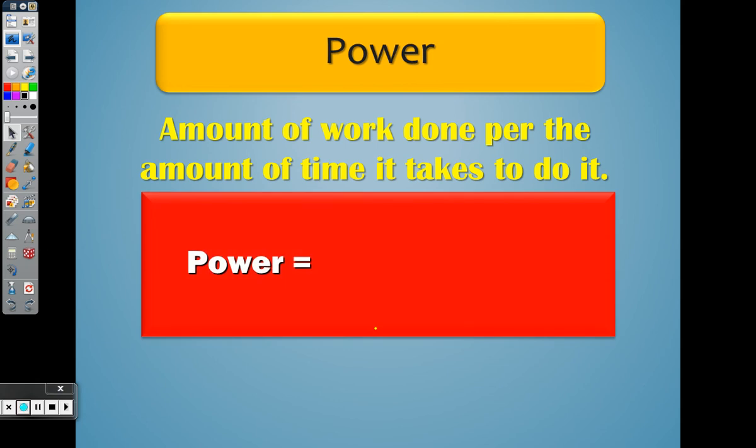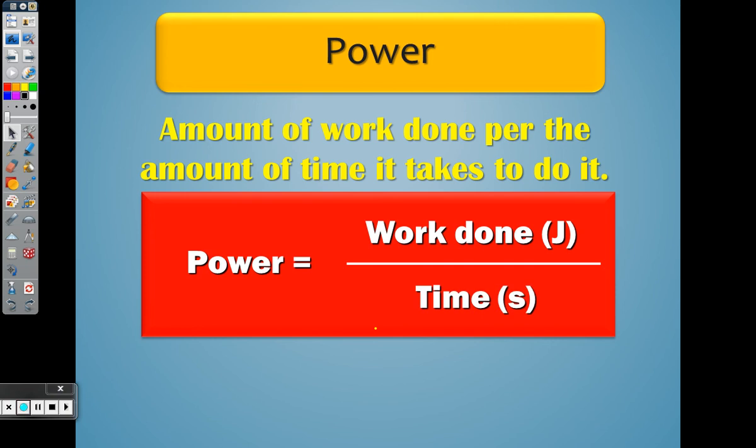Our equation. What do you think our equation is going to be? Nigel? Work times time. Work over time. What's our operative word in this sentence? Per. Per. That's right. So, work over time. Power is just P, it can just be capital P.